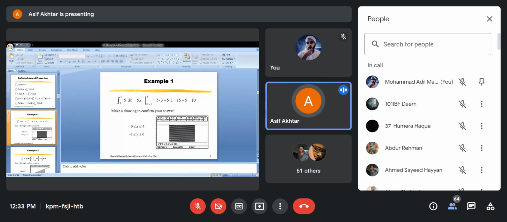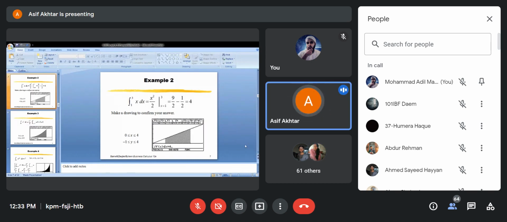I hope partly this concept is clear. Yes, sir. Okay, I'm changing my slide, showing you some more examples to understand the area concept. See this.